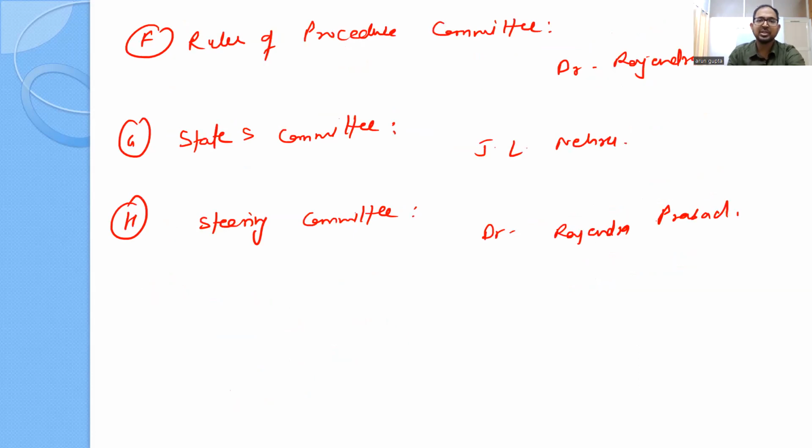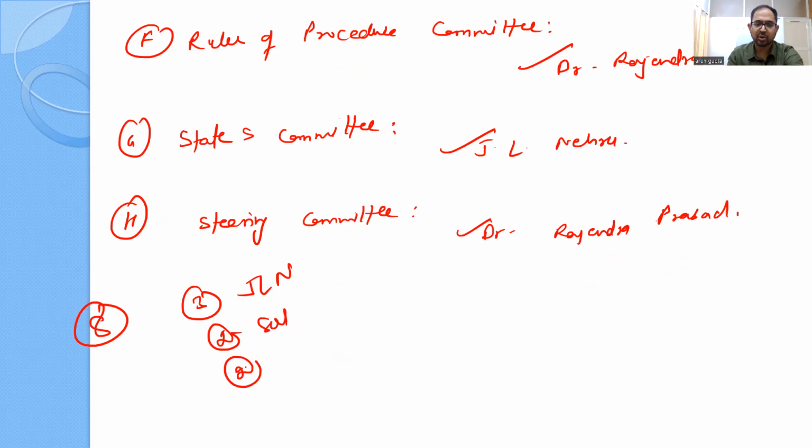There were 3 more committees: Rules of Procedure Committee, Dr. Rajendra Prasad; States Committee, Jawaharlal Nehru; and Steering Committee, Dr. Rajendra Prasad. To total 8 committees, 3 headed by Jawaharlal Nehru, 2 headed by Sardar Patel, 2 headed by Dr. Rajendra Prasad, and 1 headed by Dr. B.R. Ambedkar. Okay, so these were the 8 committees.